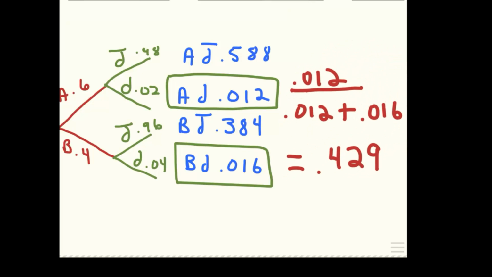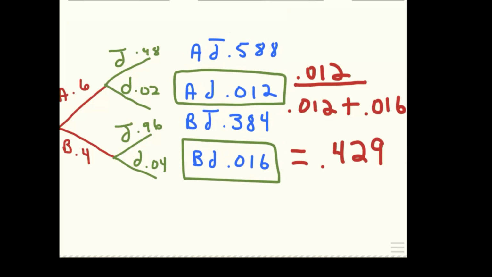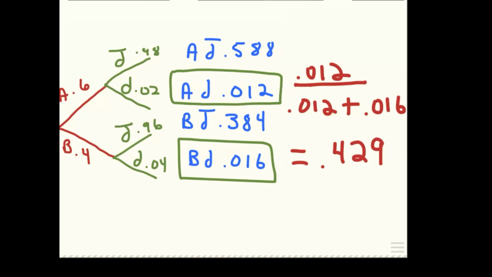Okay, we've gone ahead and worked it out here. So we take the 0.012 and divide it by the sum of the 0.012 and the 0.016. So if there's a defective item, there's about a 43% chance it came from A. Even though it only has a 2% defective rate, it also has more output. So if there is a defective item, it's a 43% chance of coming from A.